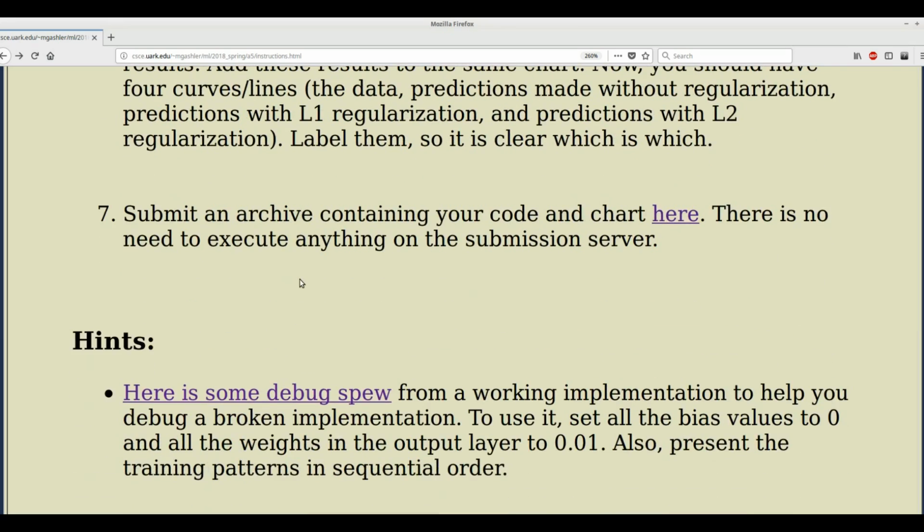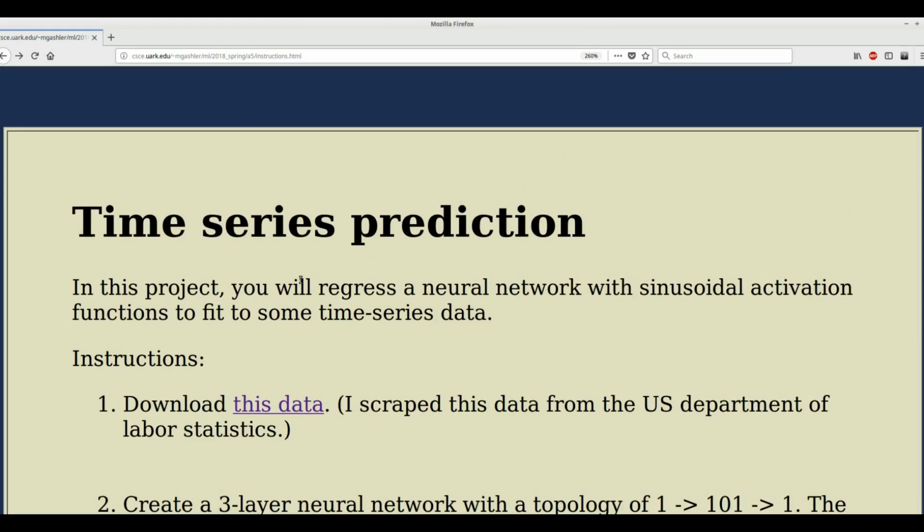Okay. Well, I had intended to talk about recurrent neural nets, but I've only got 3 minutes, and that just can't be done. So I'll stop here. Any other questions on this assignment?